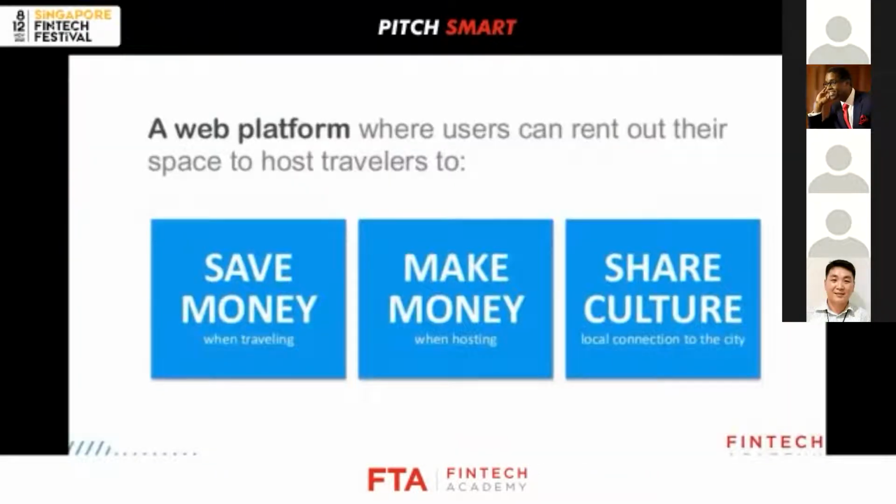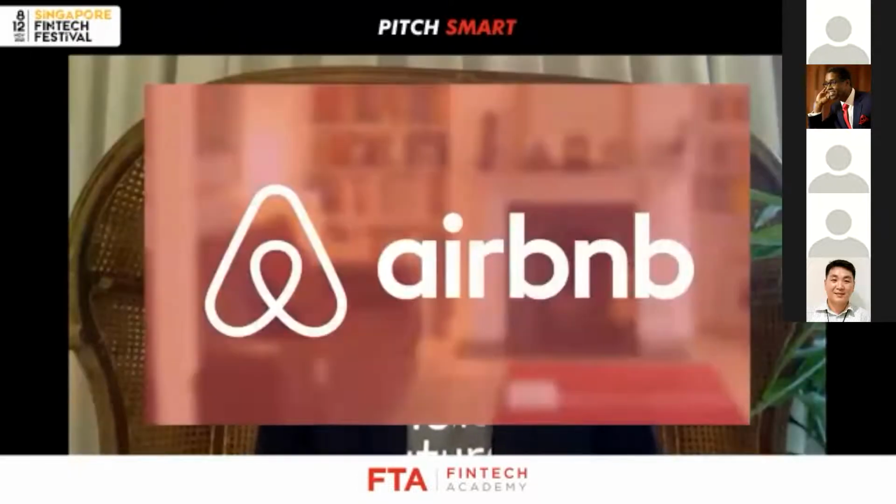The business said, this is a web platform where users can rent out their homes to host travelers who are traveling to their cities. It's going to do three things. It's going to save money for the travelers, it's going to make money for the hosts, and it's a part of this sharing culture that's taking over the world. Airbnb, right? Simple. Three things: save money, make money, share. That was it. And it worked.